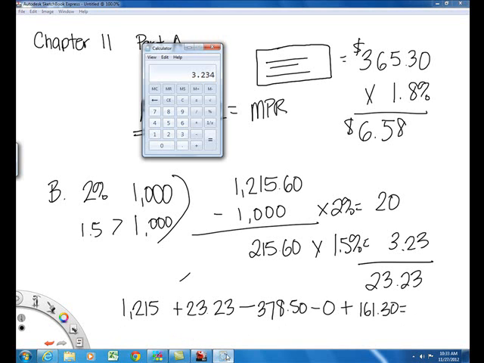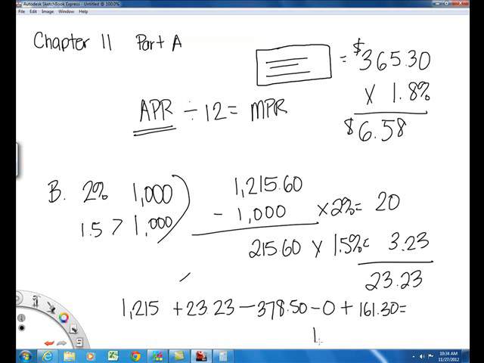So here's what I'm going to be doing. I'm going to start with my balance of $1,215, add my new finance charge of $23.23. I will subtract $378.50, subtract 0 for credits, add $161.30. So my new balance is $1,021.63.